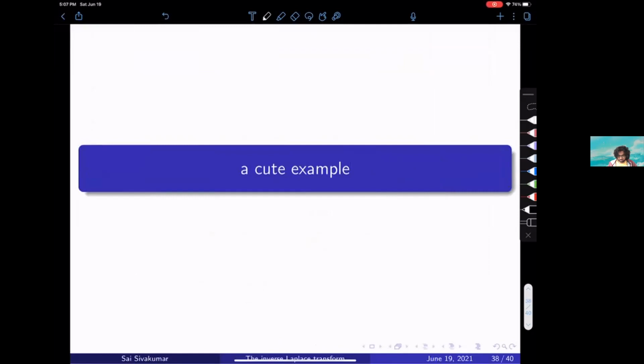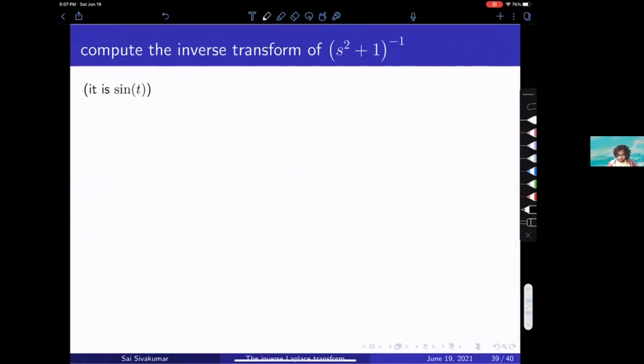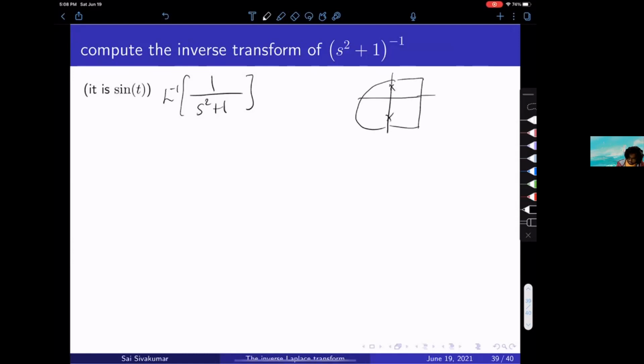Right, a cute example. We are going to compute the inverse transform of 1 over s squared plus 1. So you can draw the contour. Doesn't matter what gamma we pick, just make it big enough. And then we take our horizontal bits. The singularities of this are at plus or minus i, so they'll be around here.